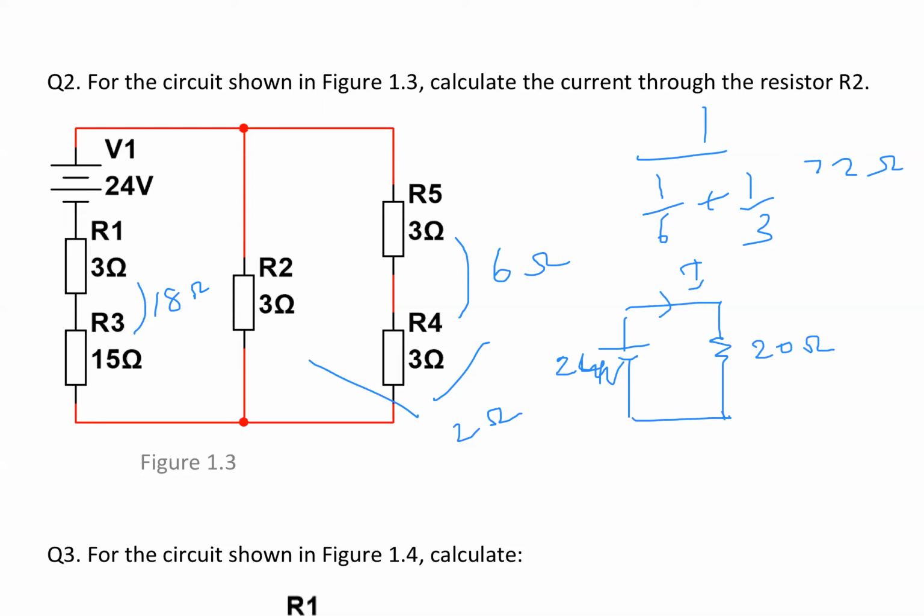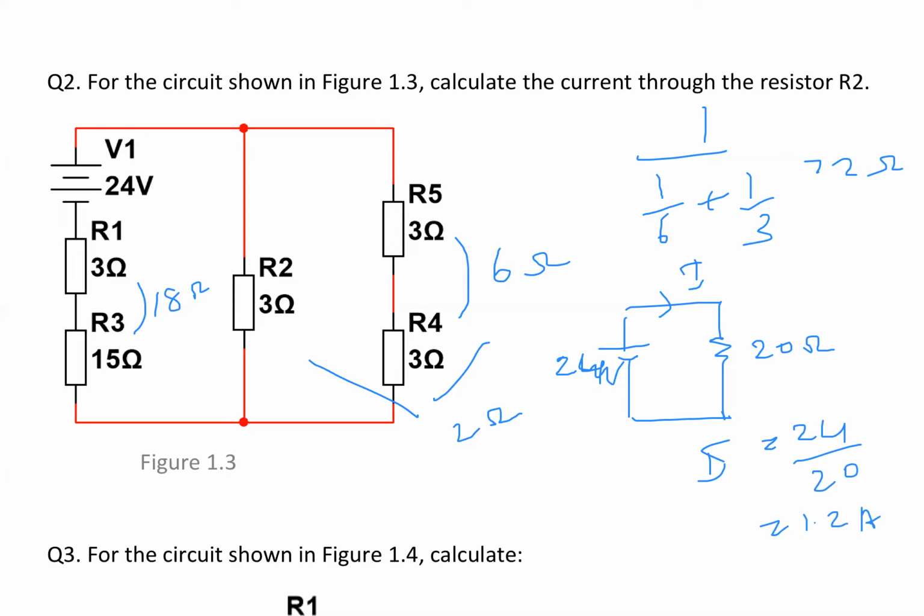So how do we find the current value? It's 24 volt divided by 20 ohms. That's correct. I is equal to 24 divided by 20, right? So what is the value? 1.2. Very good, 1.2 ampere.